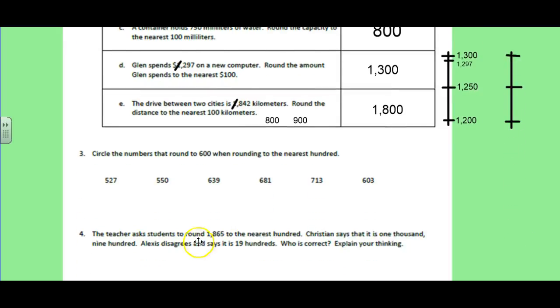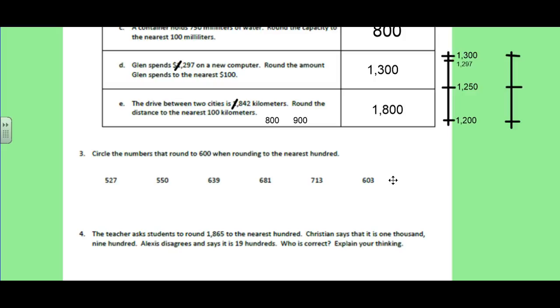Okay, so for number 3, it says circle the numbers that round to 600 when rounding to the nearest hundred. So out of all of these numbers, which ones would round to 600? So this is a lot to look at. There's no way that we're going to draw a number line for every single one of these. That's pointless. We should be able to look at them just to be able to see if they are closer to 600 than the other 100.